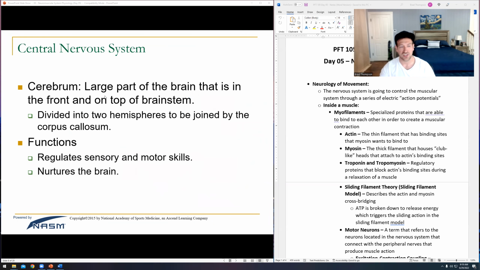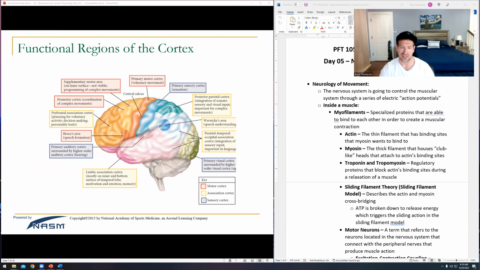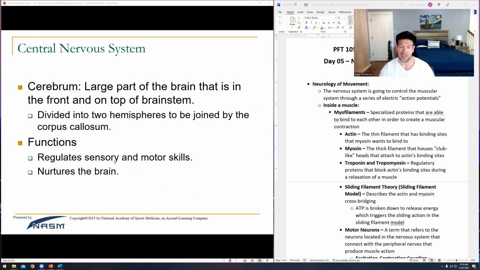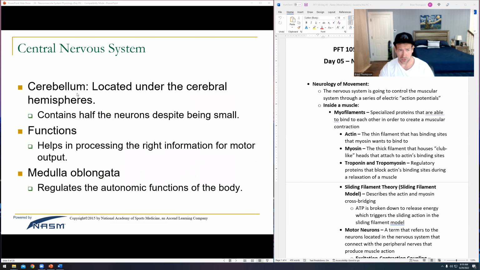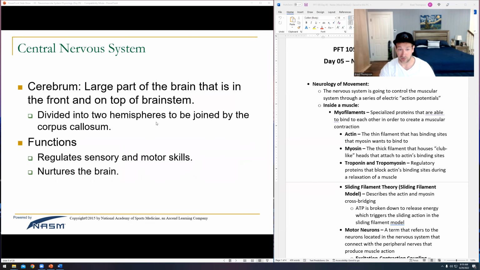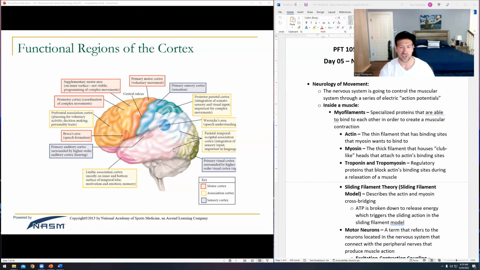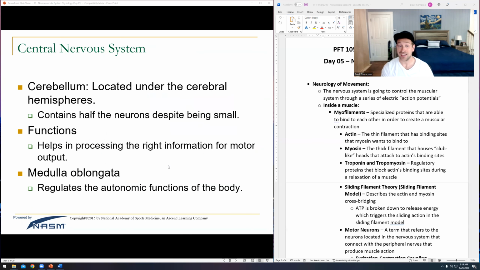So those are the different sections of the brain. Like I said, the cerebrum is the largest part of your brain, mostly this section here, and it's all about sensory and motor skills. Your cerebellum, which is located underneath those hemispheres, is kind of crazy. This very small section, deep underneath all this, actually has half of the neurons in your entire brain. It's very small, but it has a ton of neurons, and that helps you process motor information. So you'll make a decision, and that is where you figure out the best way to do things.